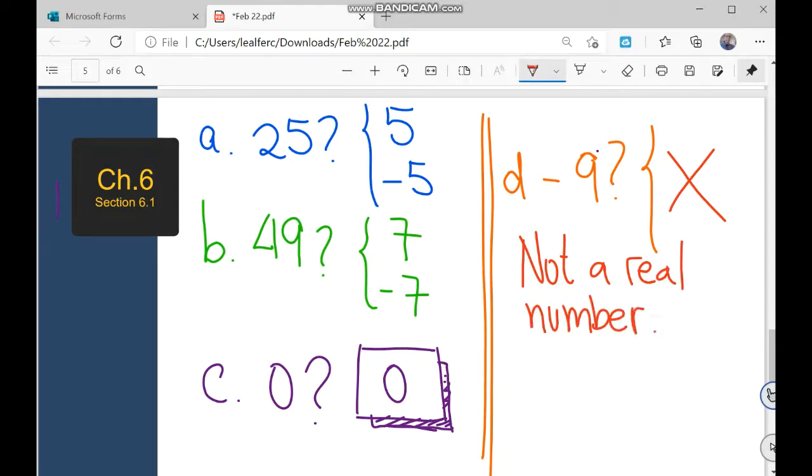On the quiz, you're going to say there's no solution, no real number solution. Okay? When you have the question asking, what is the square root of a negative number? The answer is not a real number, no solution. Okay?